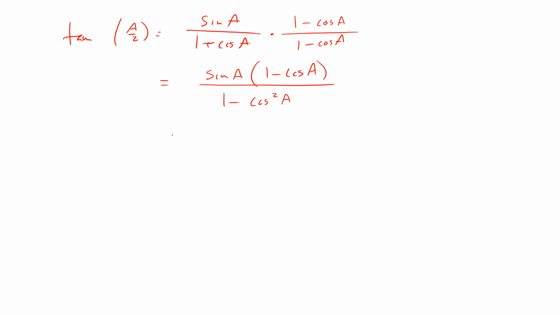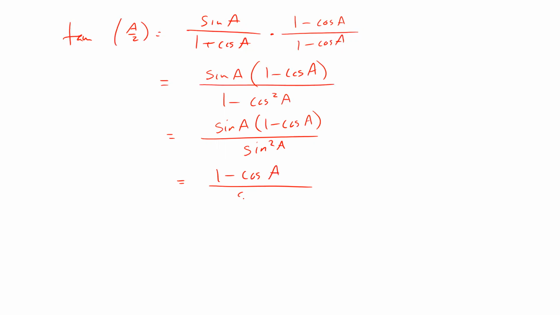Difference of two squares. Is it not to the fourth? It is not to the fourth, because everything is linear right now. It's only to the second power. 1 minus cosine squared A is the same thing as sine squared A. Love that. And the sines reduce. Don't need the parentheses on top anymore because I'm not multiplying by anything. And I have the other formula for tangent, the half angle formulas for tangent.